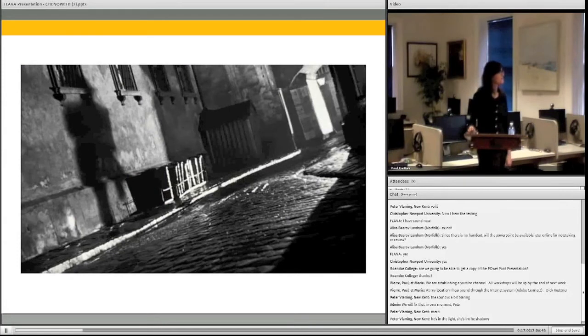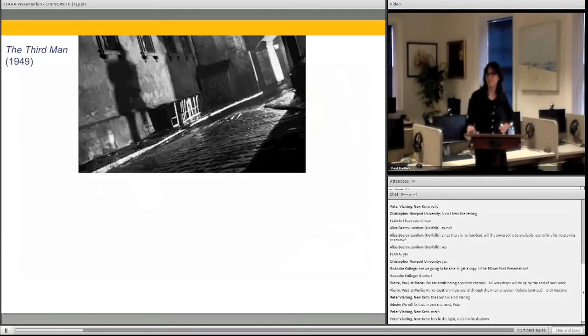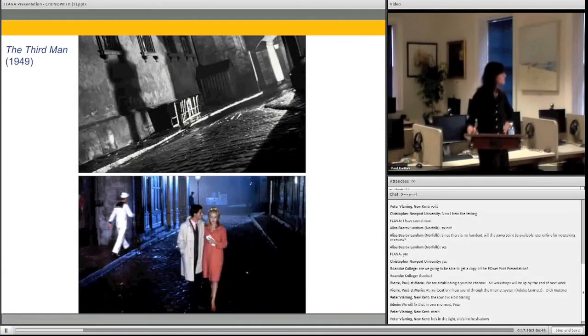Here we have a rainy street shot in Orson Welles' The Third Man. No, he didn't direct that, I apologize, he starred in that. Contrast to The Umbrellas of Cherbourg, a rainy street. Here, what's the major thing that's creating the difference between these two shots?